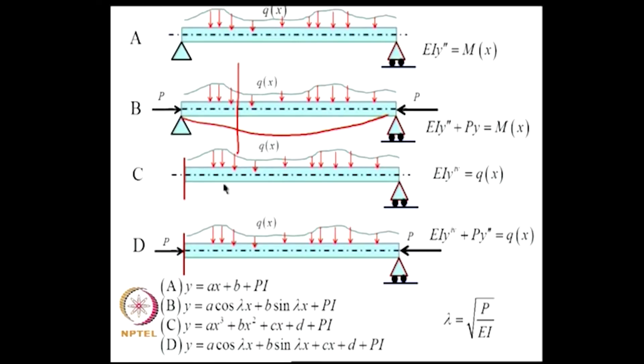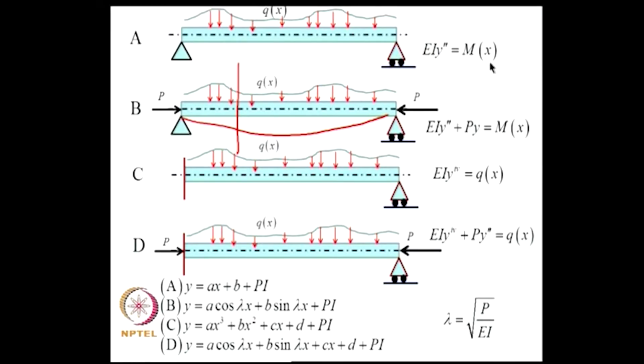Next, we will consider a statically indeterminate structure carrying load q of x, and here we write the equation as EI d4y by dx4 is equal to the applied load q of x. Now suppose this beam carries an axial load. So, there will be EI d square y by dx square plus p d square y by dx square is equal to q of x. So, you need to understand the nature of these equations.